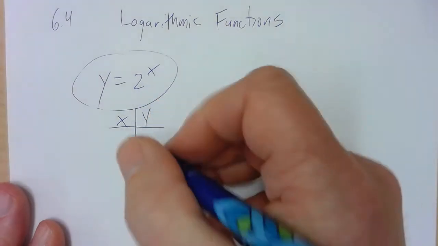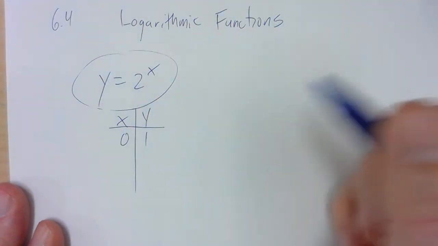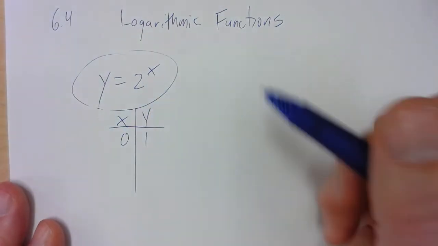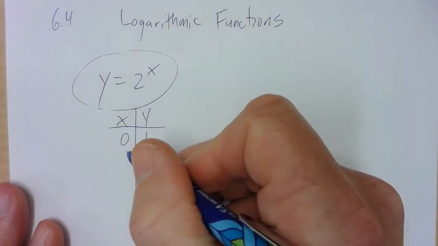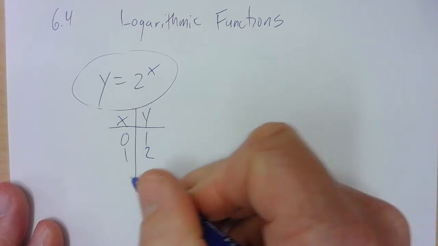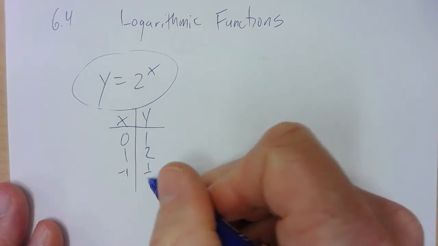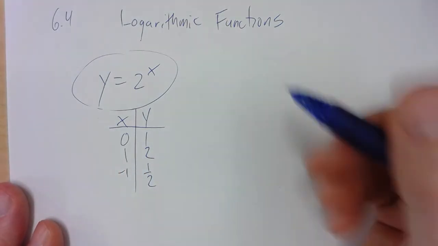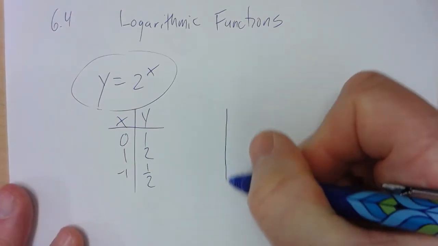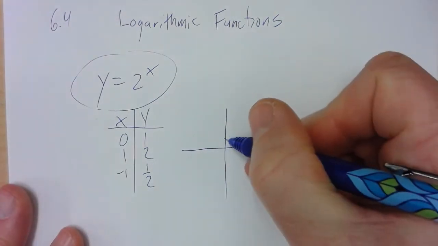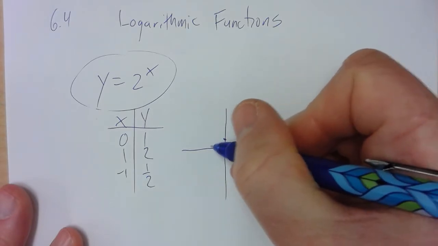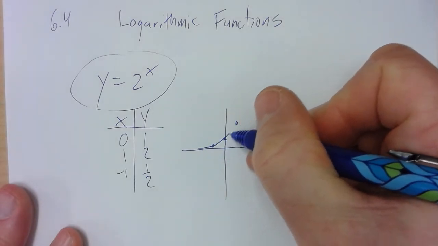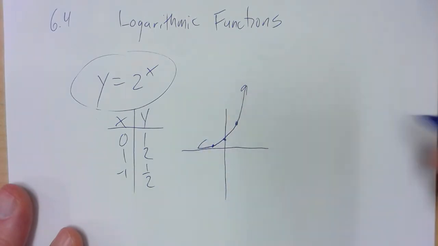This is 2 to the x power, so 0 would be 1. Anything to the 0 power is 1, except for 0, of course. 0 to the 0 power is undefined. And we have 1 would be 2, negative 1 would be a half because it flips it upside down. So this is the graph for this. It's going to go through here. 1, 2 would be like there, 1.5, so it looks like so. Okay, just a quick sketch of it.